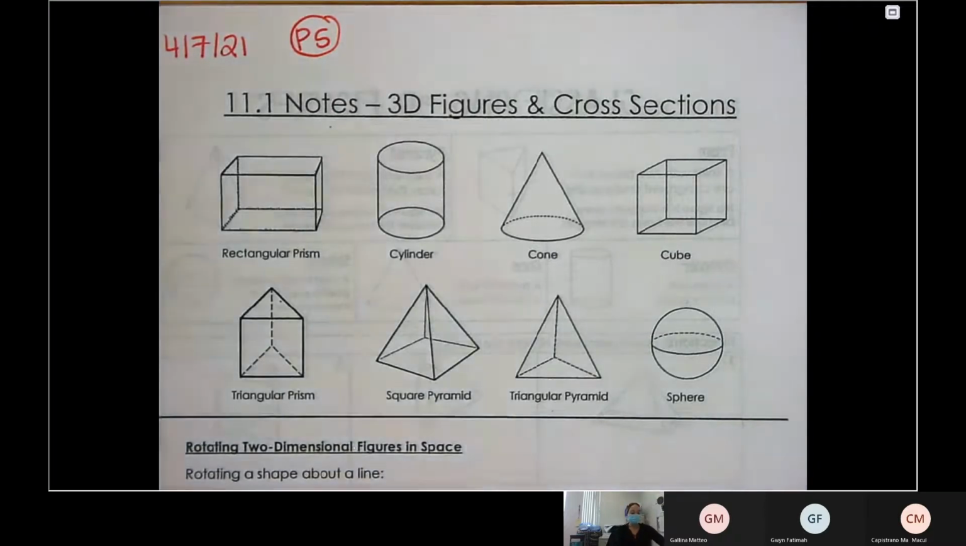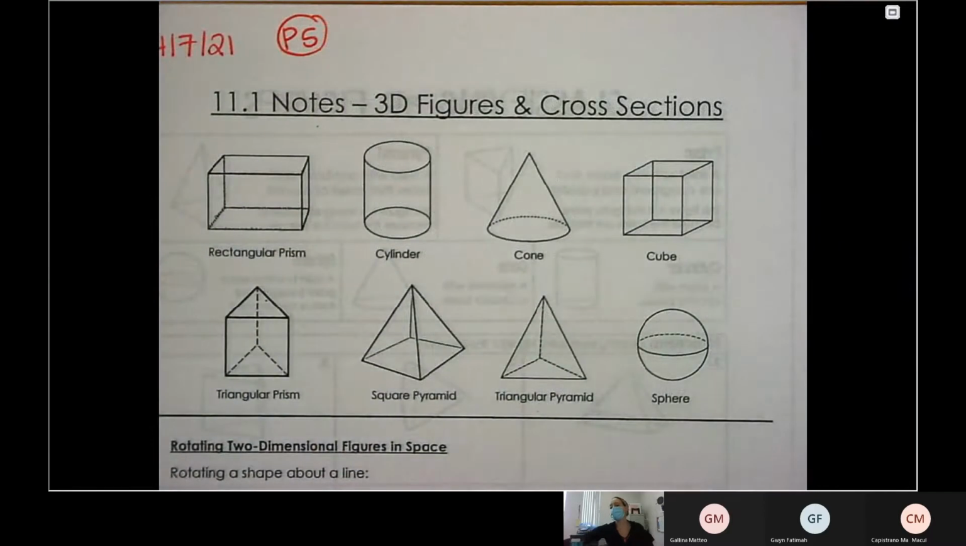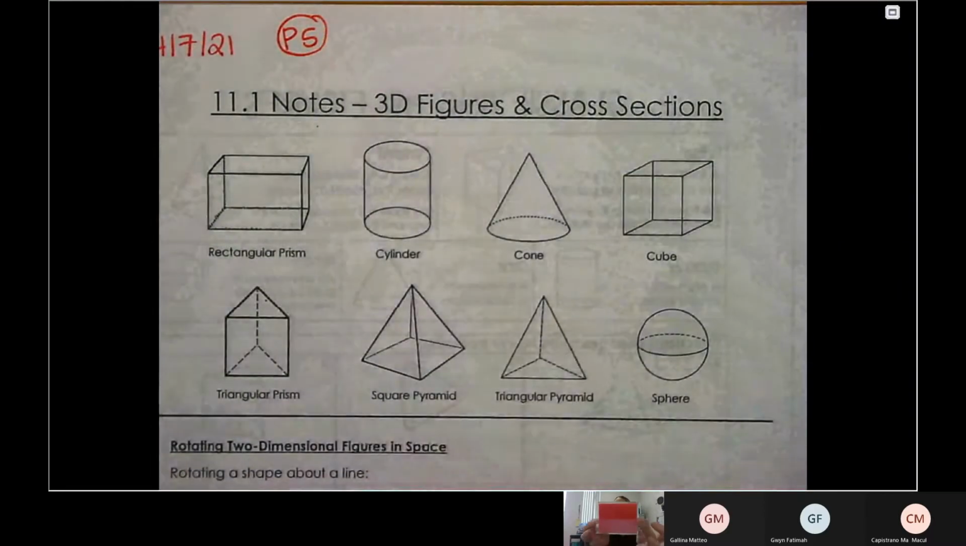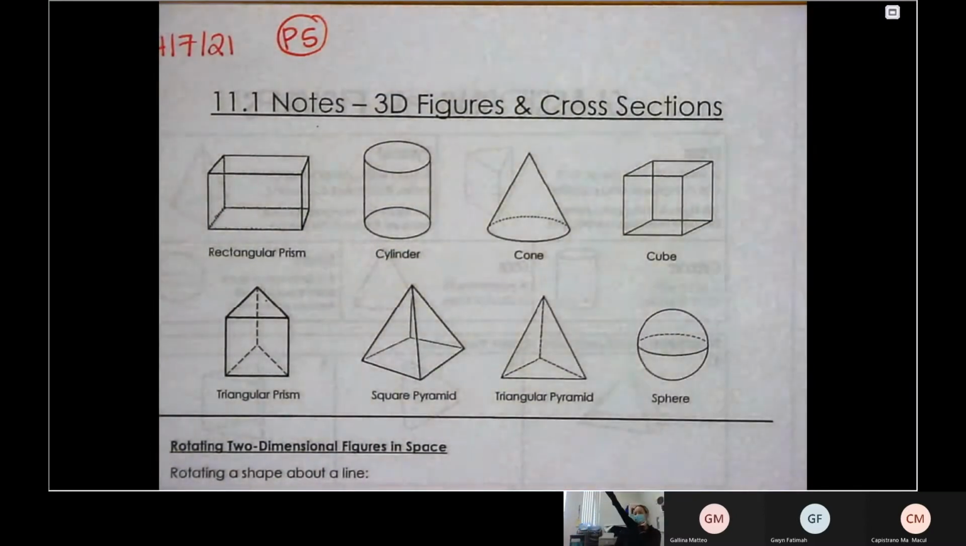So we're going to start with this first one, which is a rectangular prism. So I'm going to hold it up for my people online so they can see me. This is a rectangular prism, and I'm going to hold it up for you guys. So everybody look up at me. Here's a rectangular prism. Okay. Whole bunch of different sides. All right, tell me something you notice about this rectangular prism.